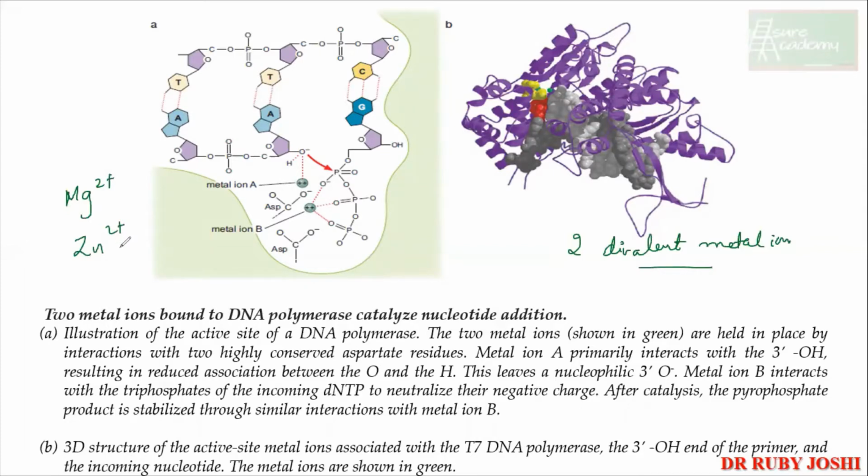In many cases, you will see that Mg2 plus is being used mainly as a cofactor. Zinc is not used much. Can anyone give one reason why not zinc? What do you know about magnesium and zinc? What could be the reason that the enzymes mainly use magnesium as compared to the zinc?